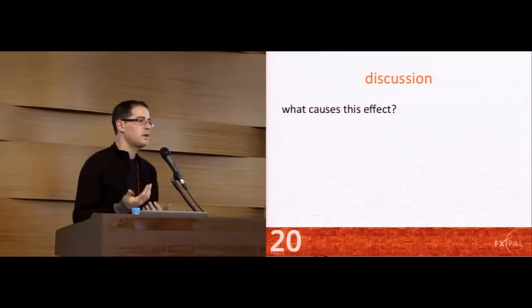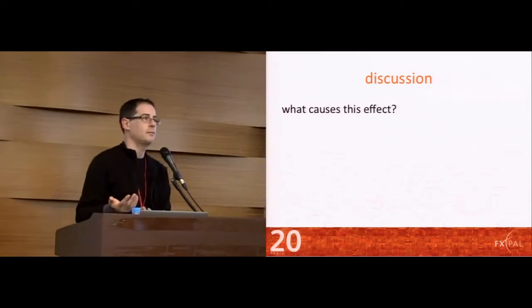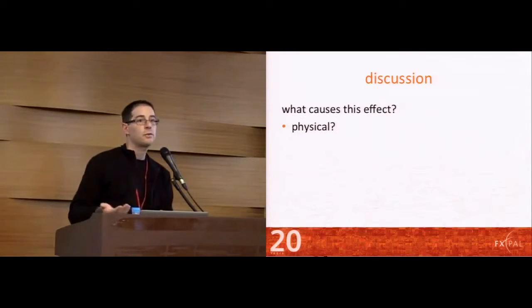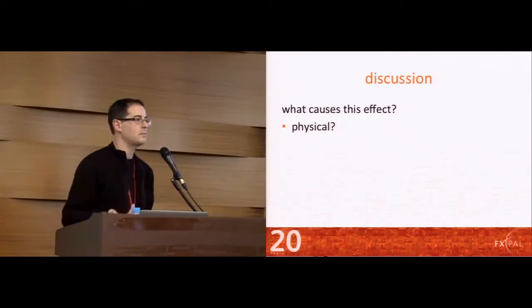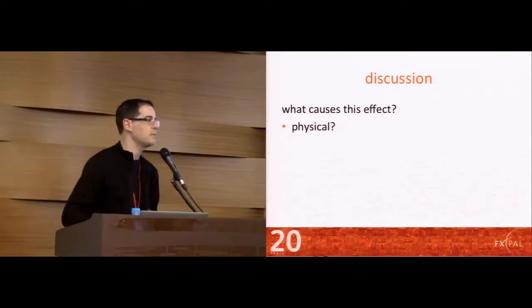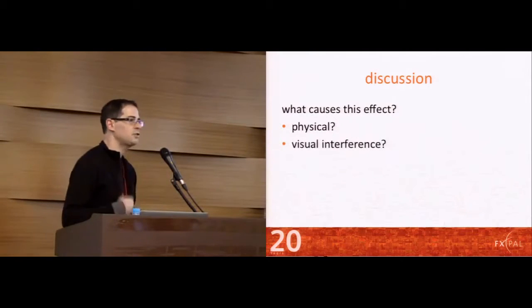So we found an effect, right? But the question is, why does it happen? And that's a really tough question. Is it a physical thing? I think the answer is clearly no, because we know on these tablets that we have today that there's almost no physical edge to the screen, right? Some tablets are completely bezel-free. Is there a visual interference?